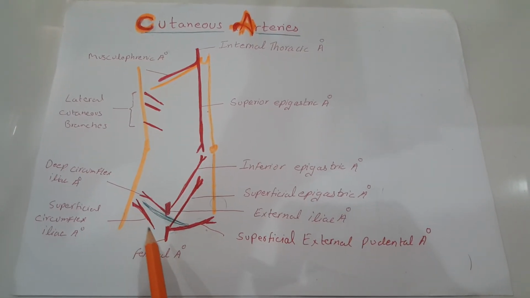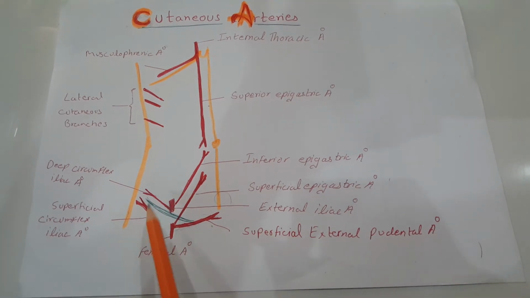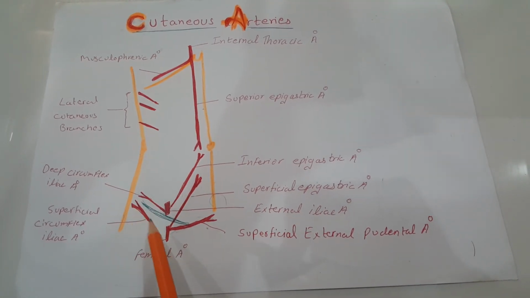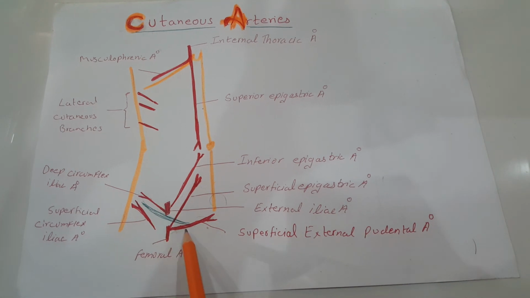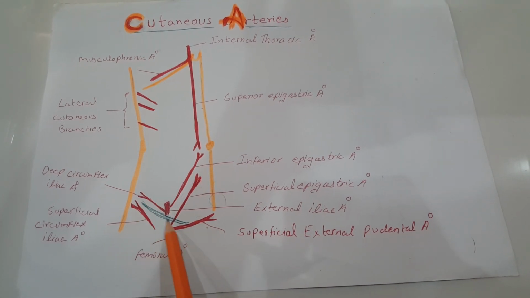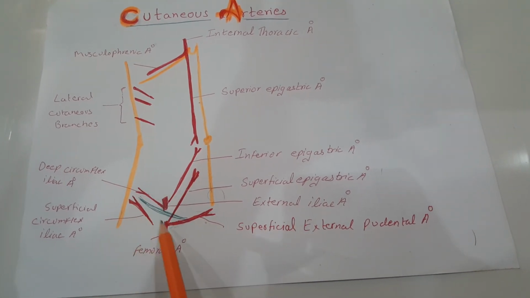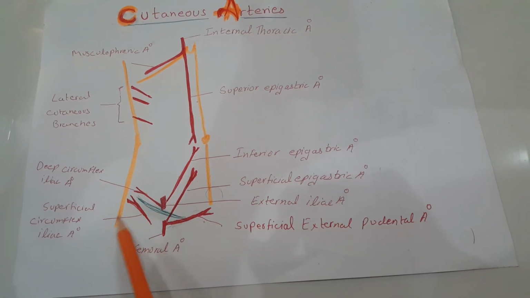The superficial circumflex iliac artery, which is also a branch of the femoral artery, as you can see, runs laterally below the inguinal ligament. With the green line I have shown the inguinal ligament. It supplies the skin of the abdomen as well as the skin of the thigh.